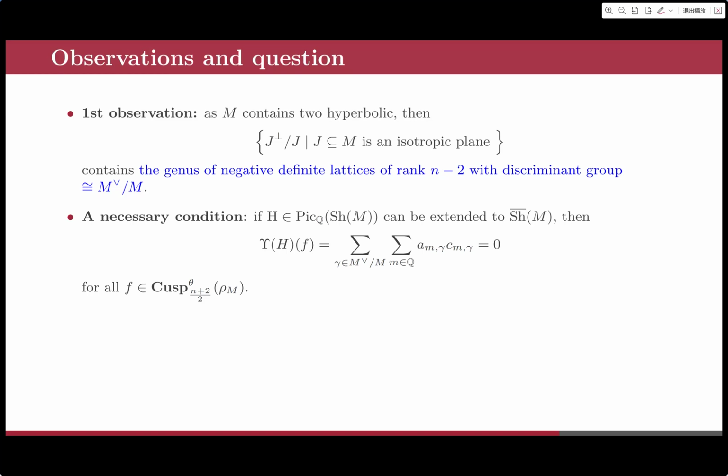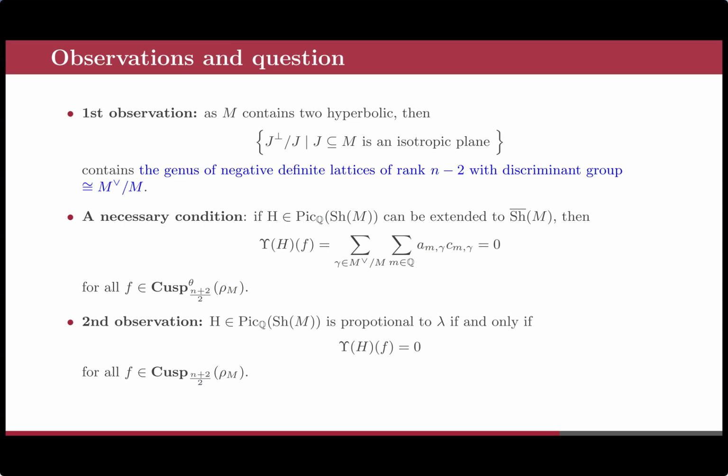Using this observation, one can obtain a necessary condition, using the criterion by Bruinier and Freitag. Given some linear combination of Heegner divisors, if it can be extended to the boundary of the Baily-Borel compactification, it must satisfy this equation: the sum of a_{m,gamma} times c_{m,gamma} is 0. You just need to note that you view H as a coefficient functional, mapping F to the summation of the coefficients. So this just means the equation holds for all F varying in the subspace of theta series. This is the key observation of this statement.